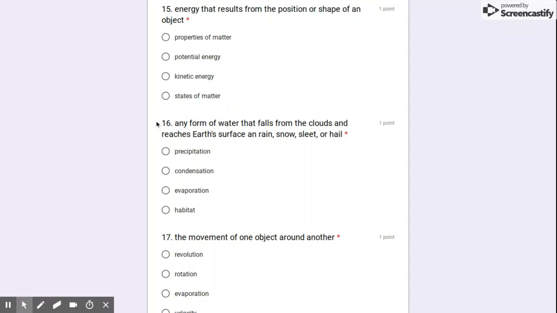Number 16. Any form of water that falls from the clouds and reaches Earth's surface as rain, snow, sleet, or hail. Precipitation, condensation, evaporation, habitat.